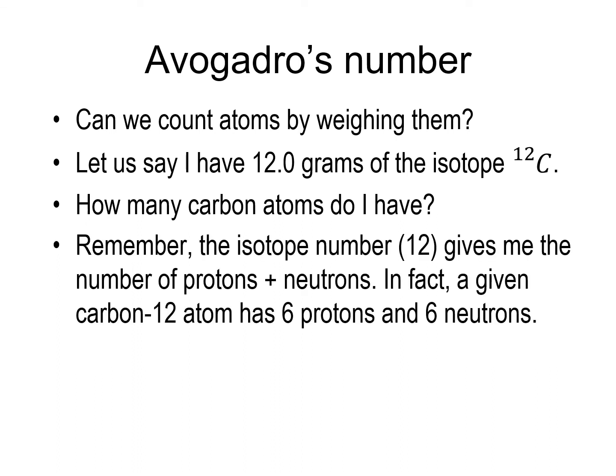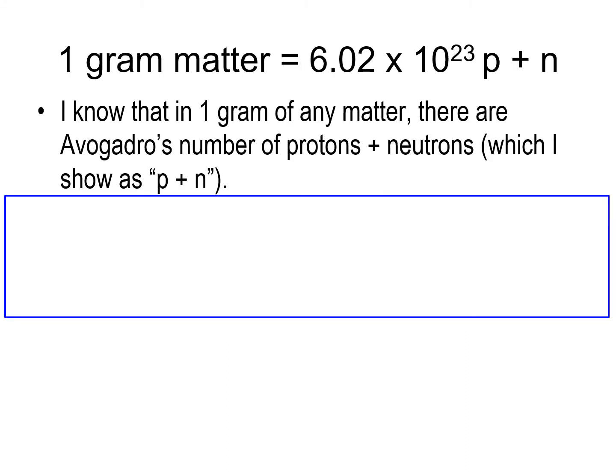Well, that isotope number, 12, tells me there are 12 atomic mass units or particles in carbon. There are 6 protons and 6 neutrons, a total of 12 particles. So, if I know that 1 gram of matter has Avogadro's number of protons and neutrons, I could set this up as an equation like this.